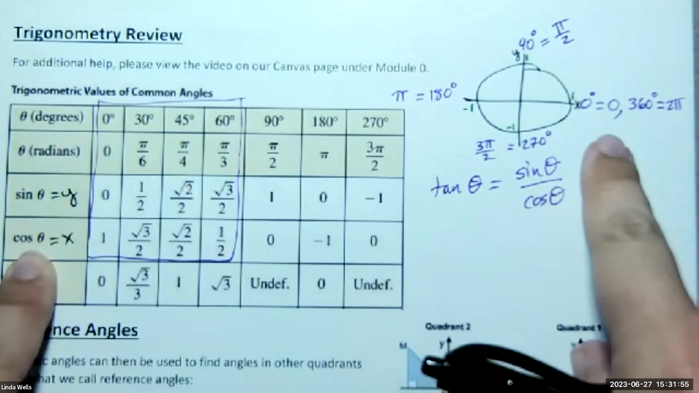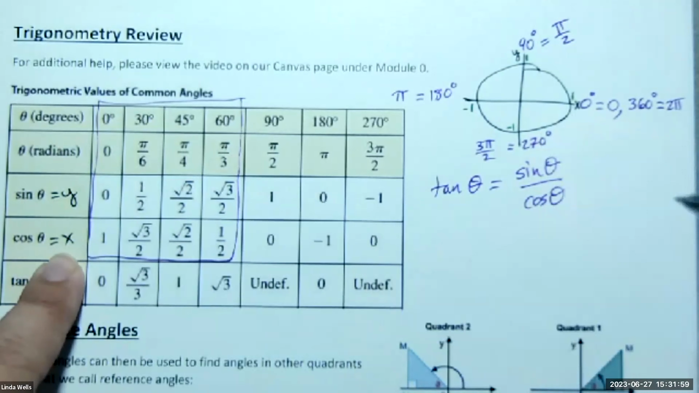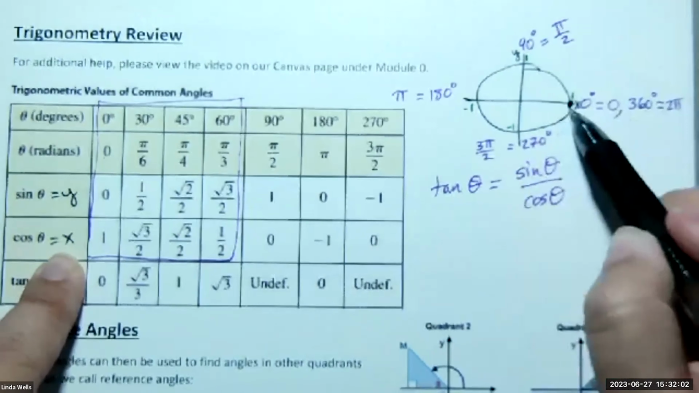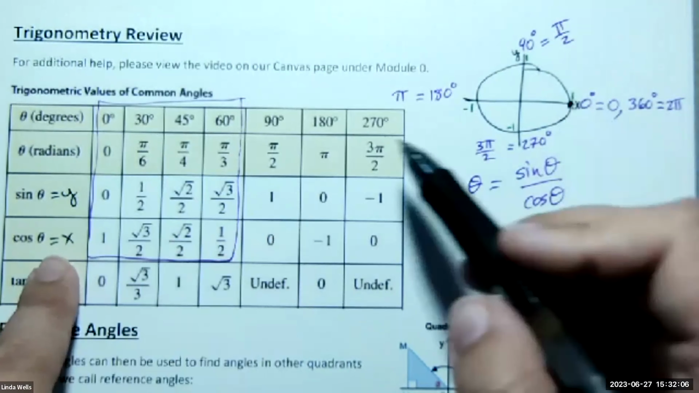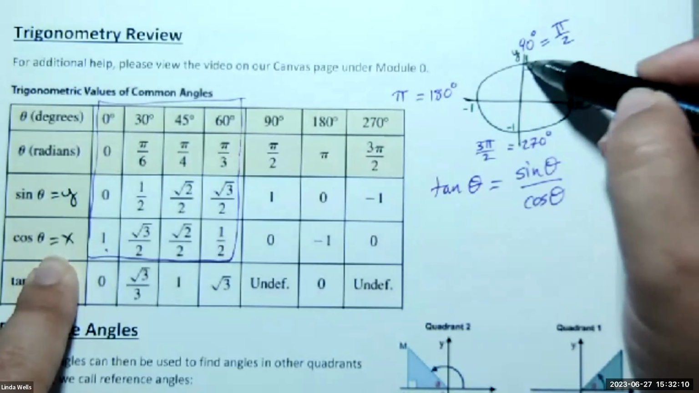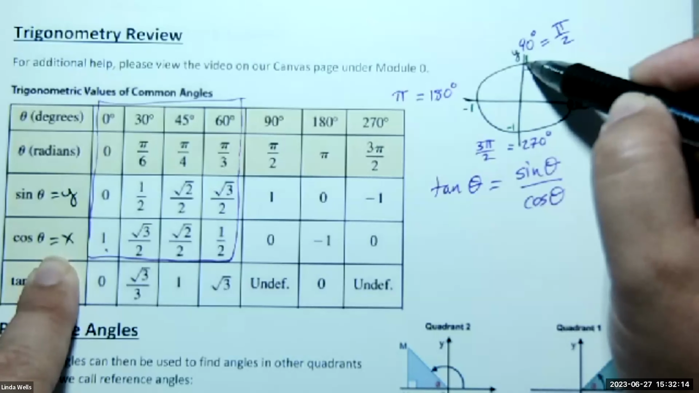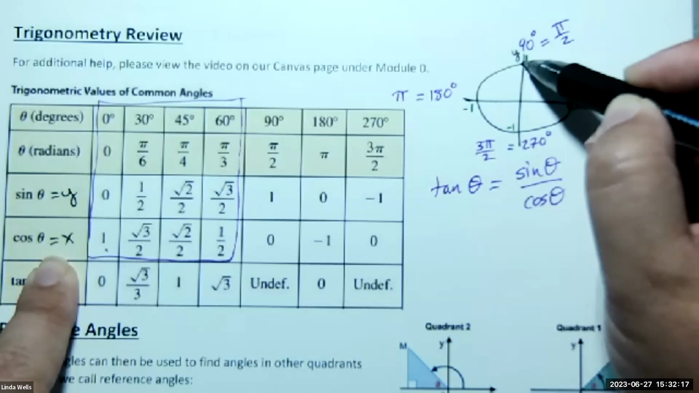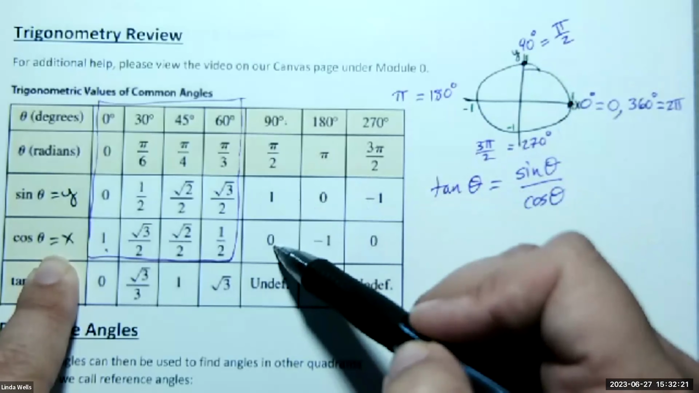So if you want cosine at 0 degrees, that means you want the x value at this point. What's the x value at that point? 1. Which is why cosine at 0 degrees is 1. If you want cosine at 90 degrees, you're talking about the x value. Cosine is x. What's x up here at this point? 0. So cosine at 90 is 0.